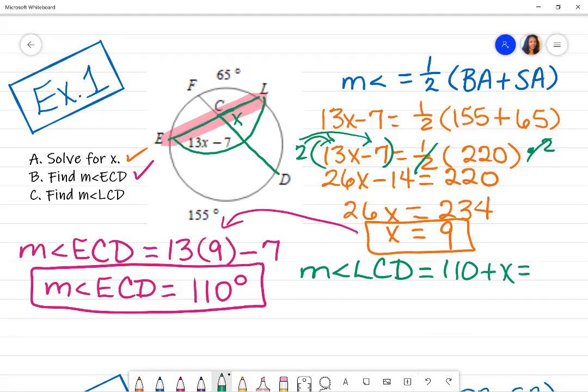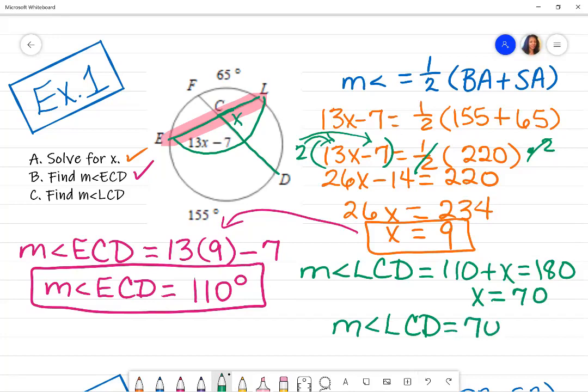And because it's a straight line created by a linear pair, I know it has to equal 180 degrees. So now when I'm solving for x, I subtract 110 on both sides, which leaves me with 70. But I'm looking for the measure of angle LCD, so I write it as 70 degrees. That's my final answer.